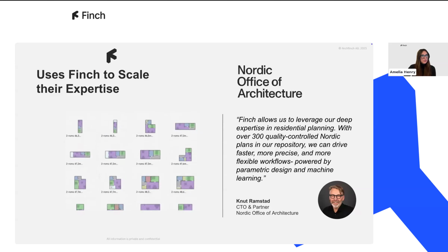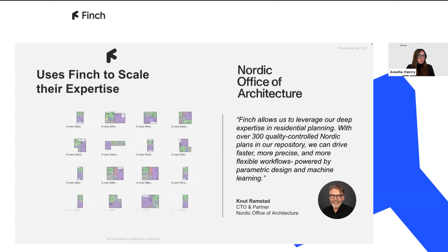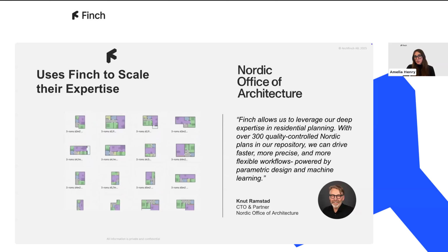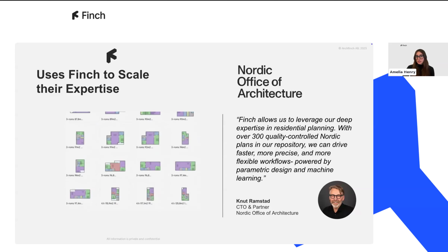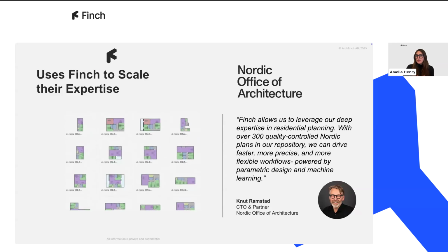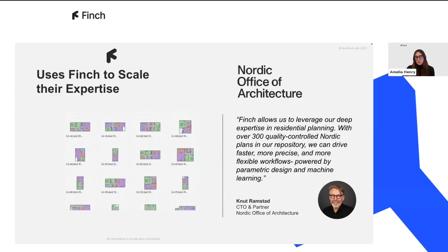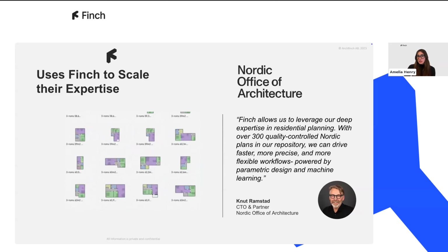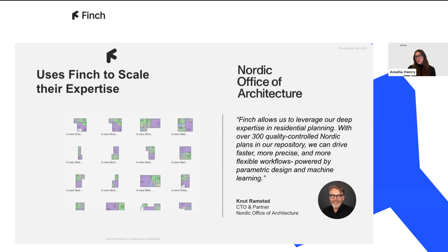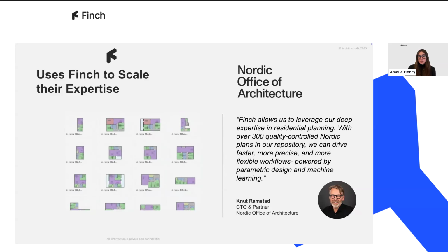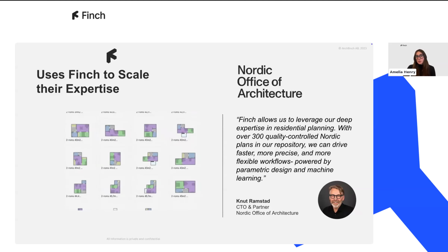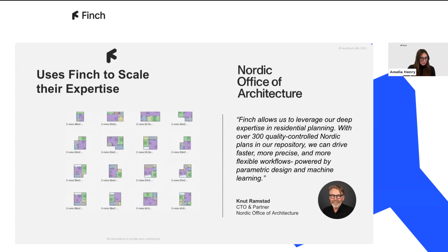Here we have a Nordic Office of Architecture. This is one of our Scandinavian partners. They have a really nice data set, over 300 plans. They actually have offices in both Norway and Iceland, so they have two separate sub data sets within their larger one. And this is something that we strategize with all of our partners about, how to split up the data set. Some clients want different data sets for different cities or states or clients. In this case, it's countries, but we can be really flexible at how that's organized.